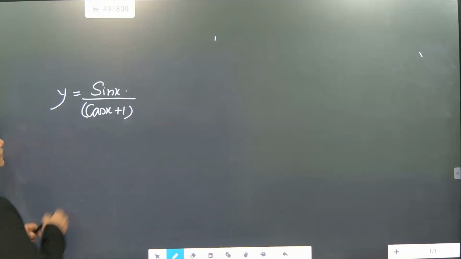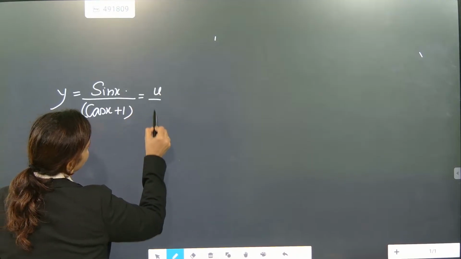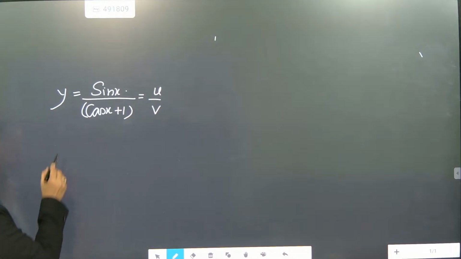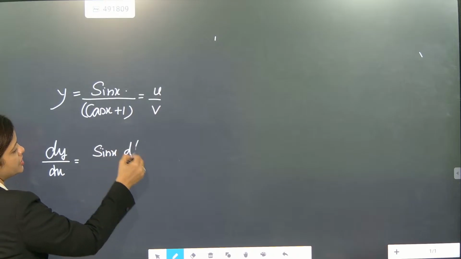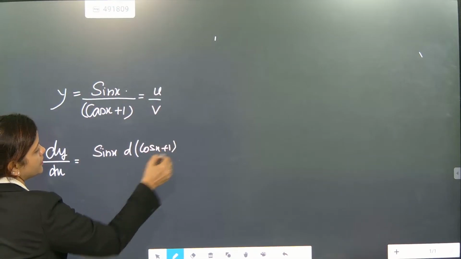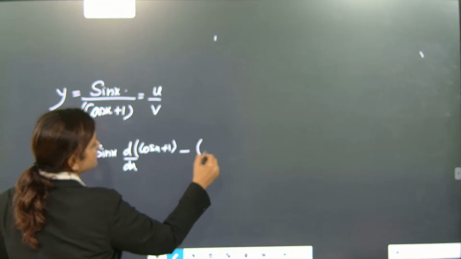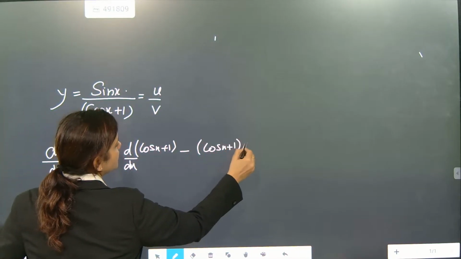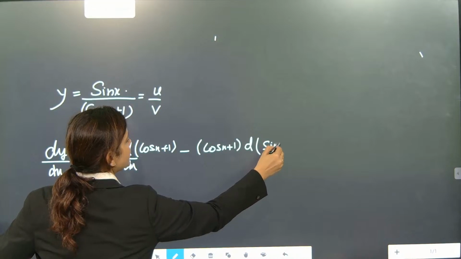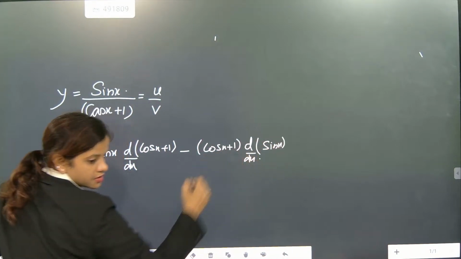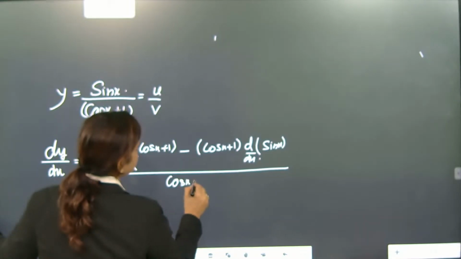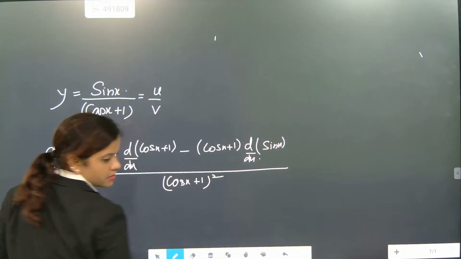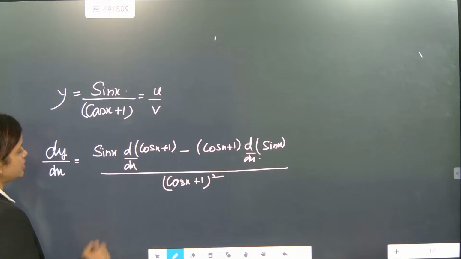Solve it. This will become u, and this one will become v. Then how we are going to proceed? dy by dx is equal to v will be as it is, sin x, differentiation of cos x plus 1 dx, minus this time cos x plus 1 we will be, and differentiate sin x. Okay, my denominator part will become what? Cos x plus 1 whole square. That's it. So this is the way to proceed the question.